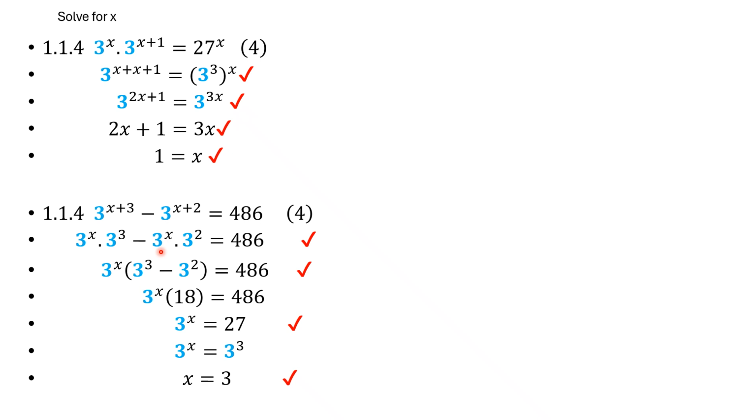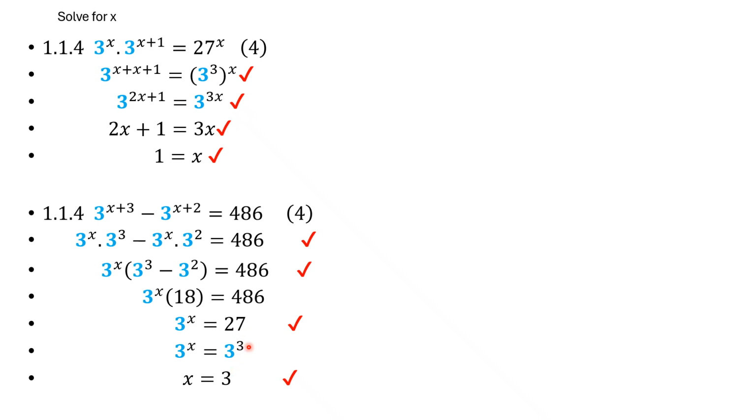That way, now you can see on either side of the minus sign, I have 3 to the power x, which is common. So if I take out 3 to the power x, now I'm left with 3 to the power 3 minus 3 to the power 2. So 27 minus 9 gives me 18. Then, to get rid of multiplication, remember this is now 3 to the power x times 18. I'm going to divide. 486 divided by 18 would give me 27.